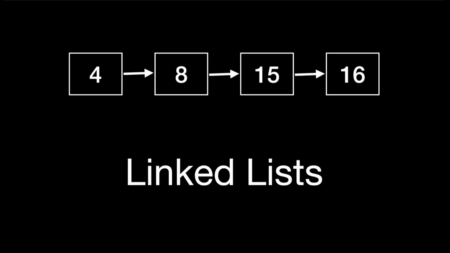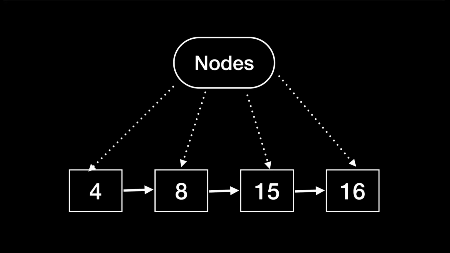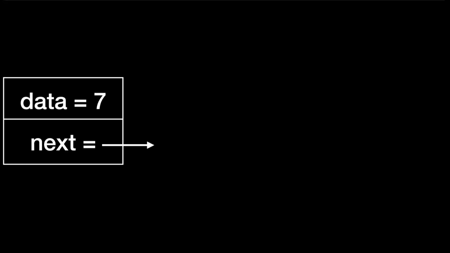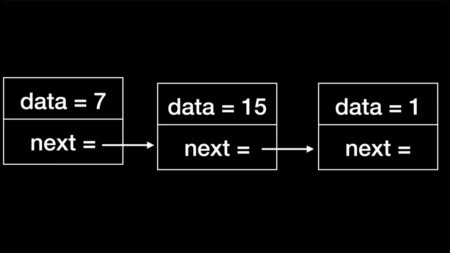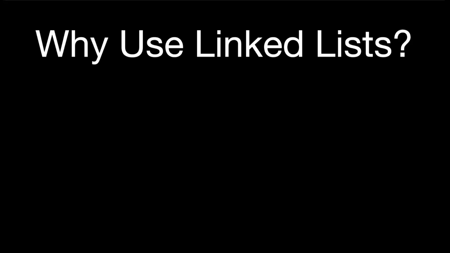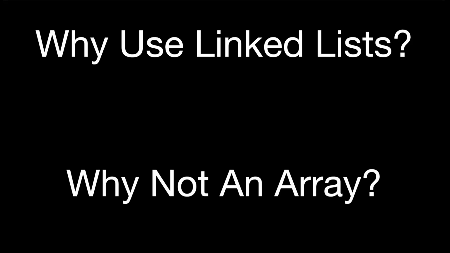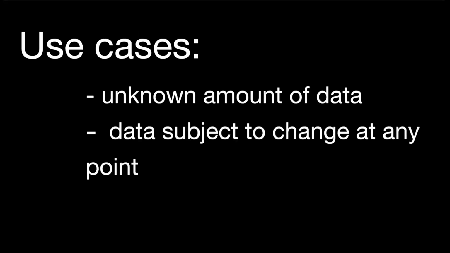A linked list is a data structure composed of a sequence of nodes, and a node is composed of a piece of data and the memory address of the next node. But why use linked lists? Why not instead use an array? Well, linked lists are better at scenarios when you don't immediately know how much data you're getting, or that it's all coming in one shot or not.